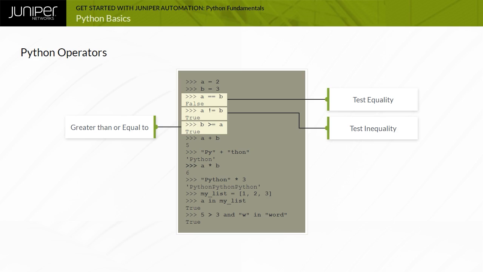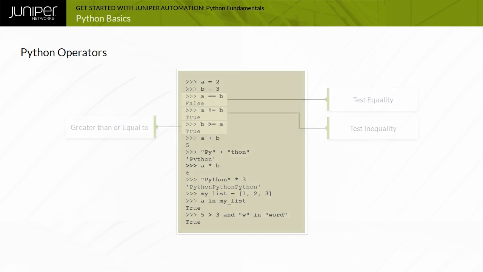Use the double equals operator to determine if two variables contain equal values. You can use the double equals operator to test equivalence between strings, integers, or even dictionaries and lists. The not equals operator checks if two variables are not equivalent.